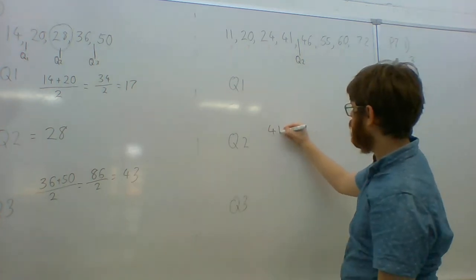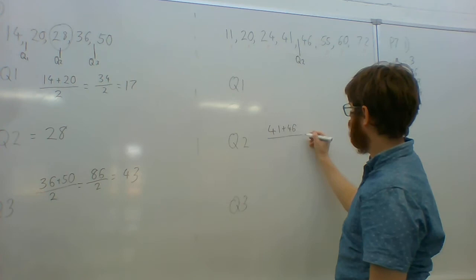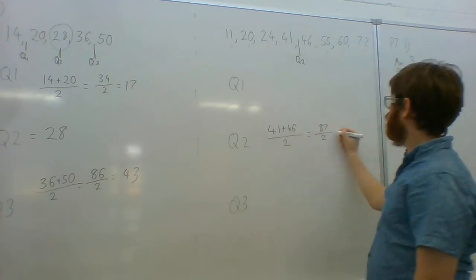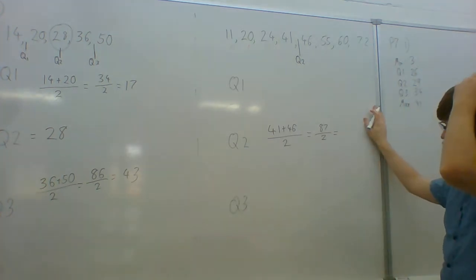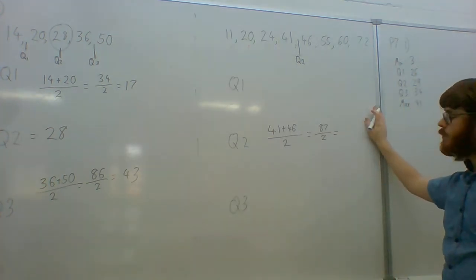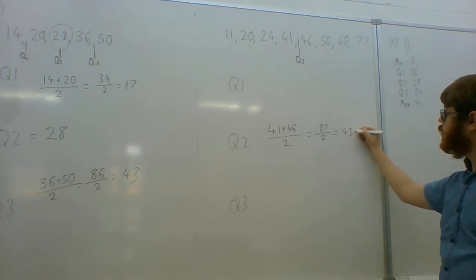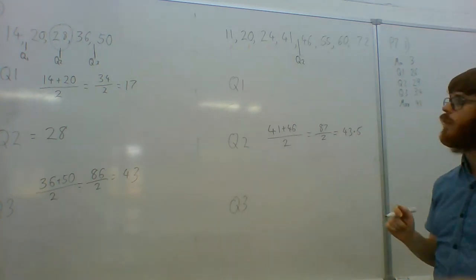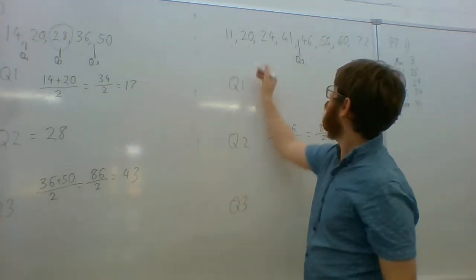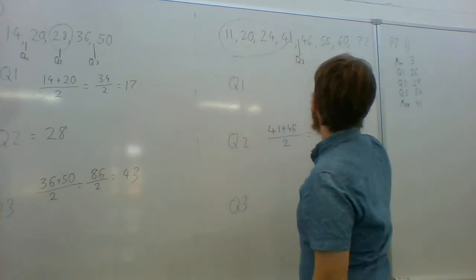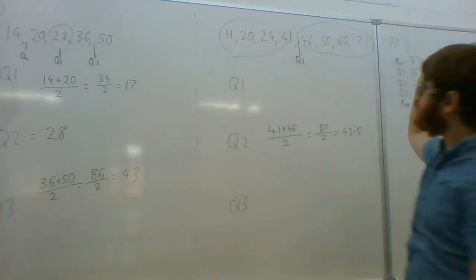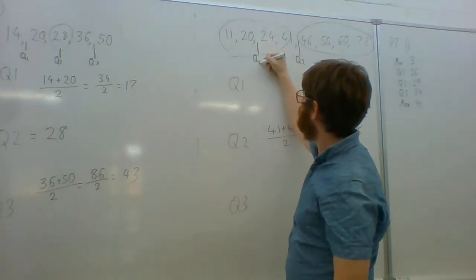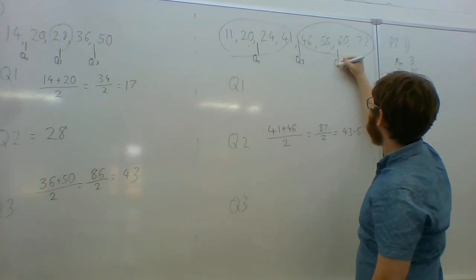So same thing as we did over here, 41 plus 46 divided by 2 is 87 divided by 2, which is, what's 87 divided by 2? 88 divided by 2 is 44, so 43.5. Okay? That is our Q2. We've got one of the three done. Now, we have two sets of data. Same as we did before. So now we have to go, okay, so Q1 is in the middle of this, Q3 is in the middle of this.